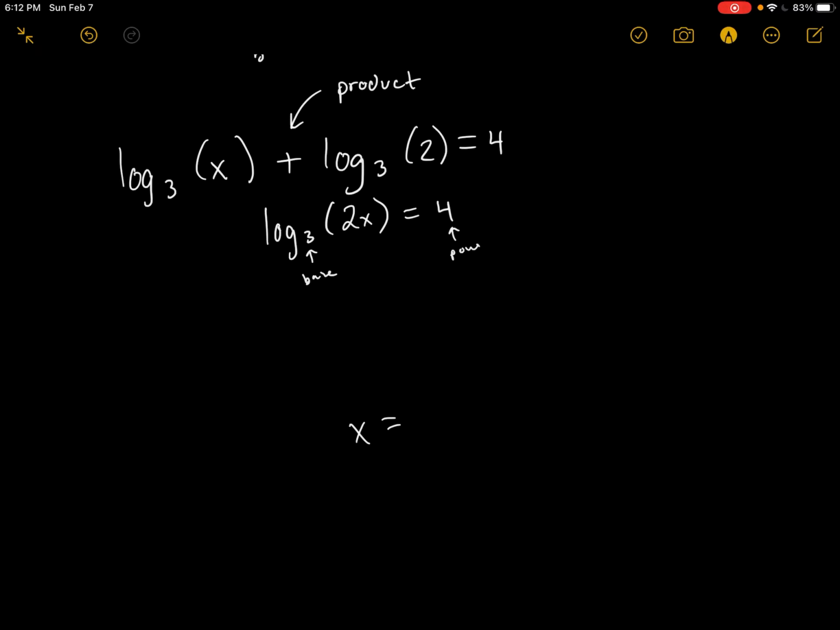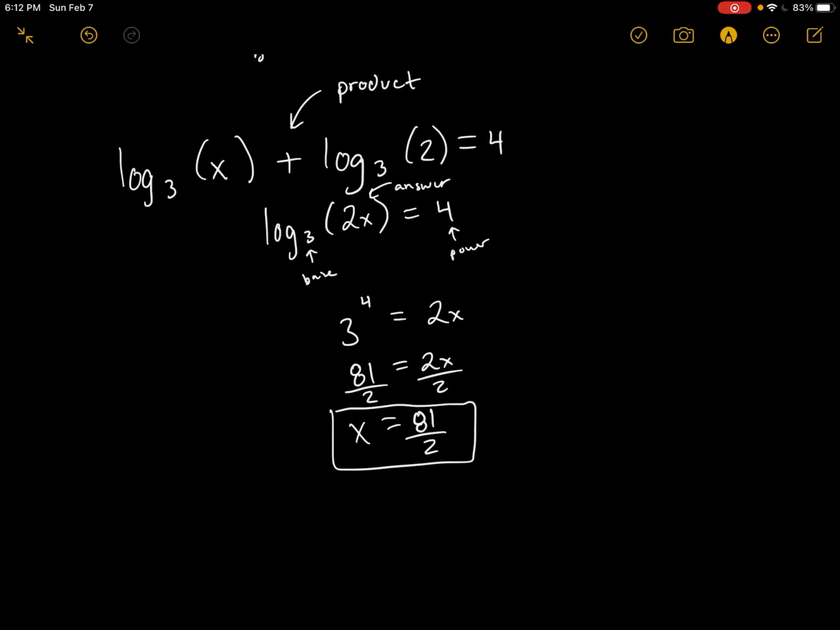Base, power, answer. In this case, we can go through: 81 equals 2x, divide both sides by 2, and I get an answer of 81 over 2. And that's how we go through and solve. Basically, we're using the properties that we have, putting them together, and getting an x equals for an answer.